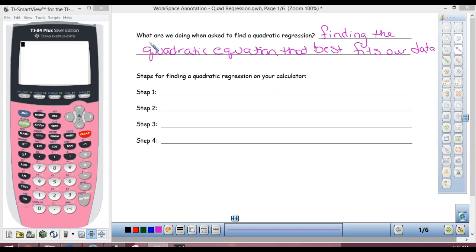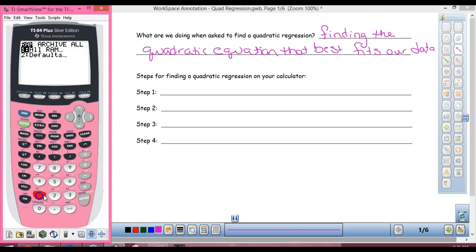Okay, so first thing we need to do is reset our calculators. So second, plus sign, 7, 1, 2. RAM cleared, right? Did you just do that? Oh, good job. All right, so now the first step, and you only have to do this once when you're doing quadratic regression. Once you do it, it's on in your calculator the whole time.